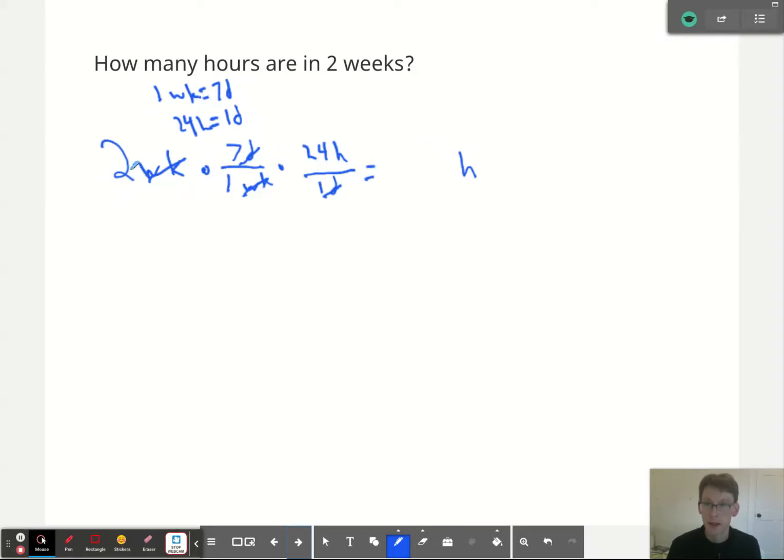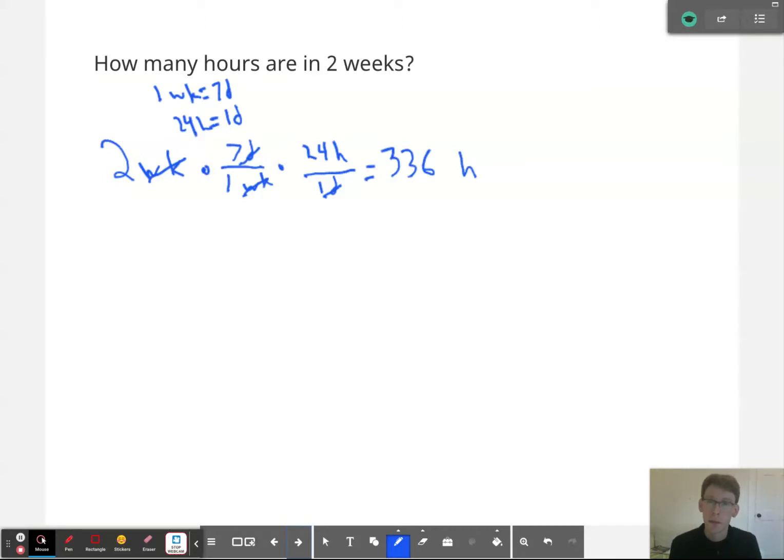If I multiply 2 times 7 is 14. 14 times 24 is 336. Divided by 1 times 1 is still 336 hours. With things like this, you want to be very careful when you're typing them into your calculator. What I would do is I would do 2 times 7 times 24 and then divide that by 1 times 1. But the 1 times 1 has to be in parentheses.